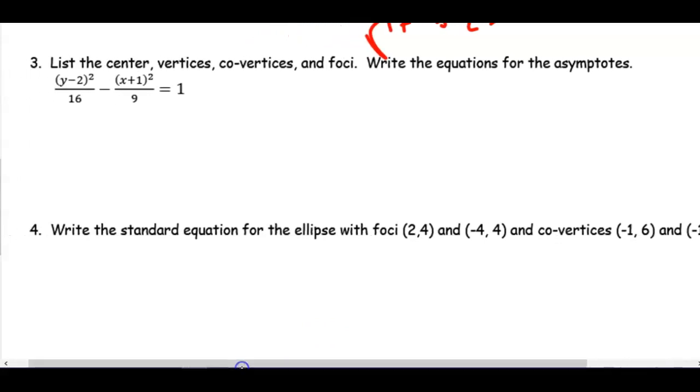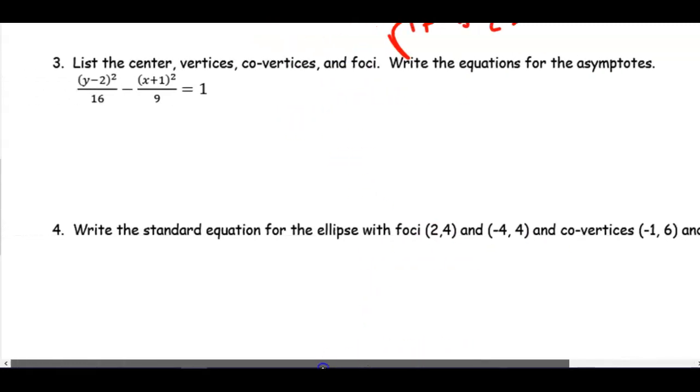All right, for this next problem, it says list the center, co-vertices, vertices, and foci. Write the equation for the asymptotes. All right, so let's see here. So, center. Oh, by the way, this is a hyperbola, guys. And I know that because see how y minus k is over here and x minus h is right here. Also, this minus sign right here tells me it's a hyperbola.